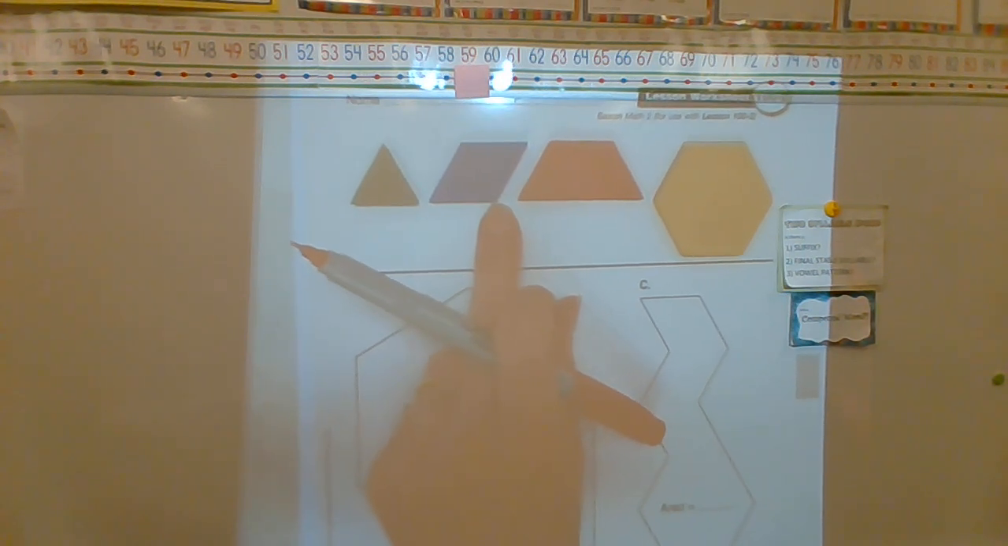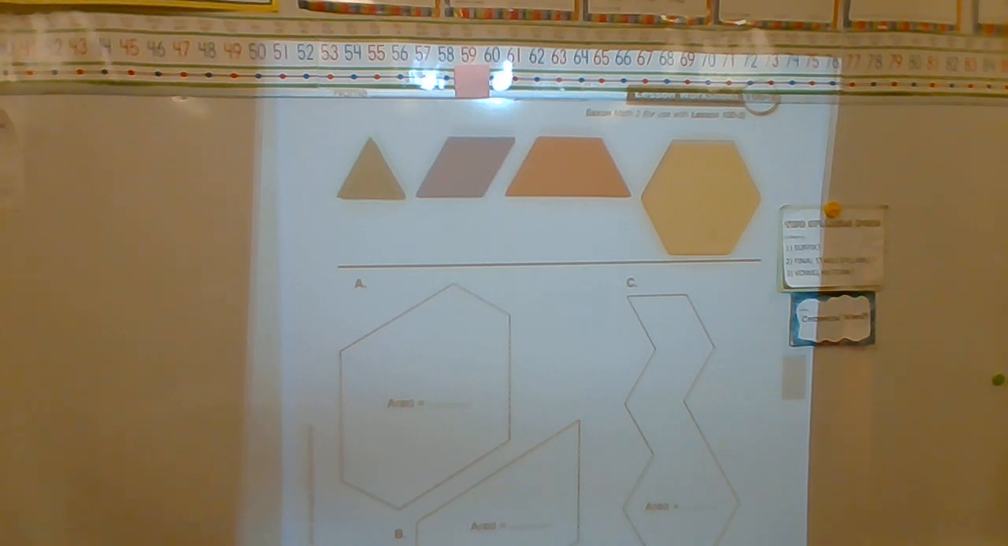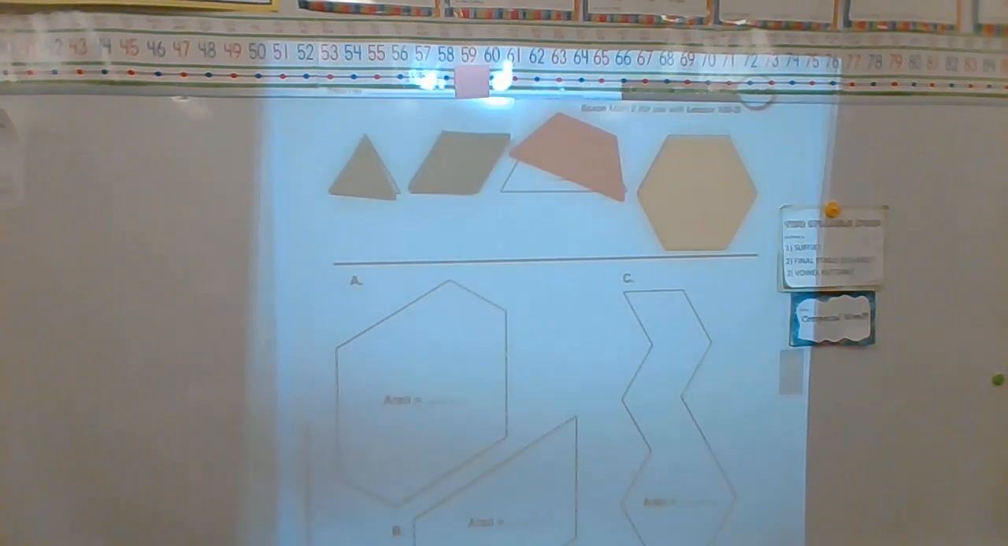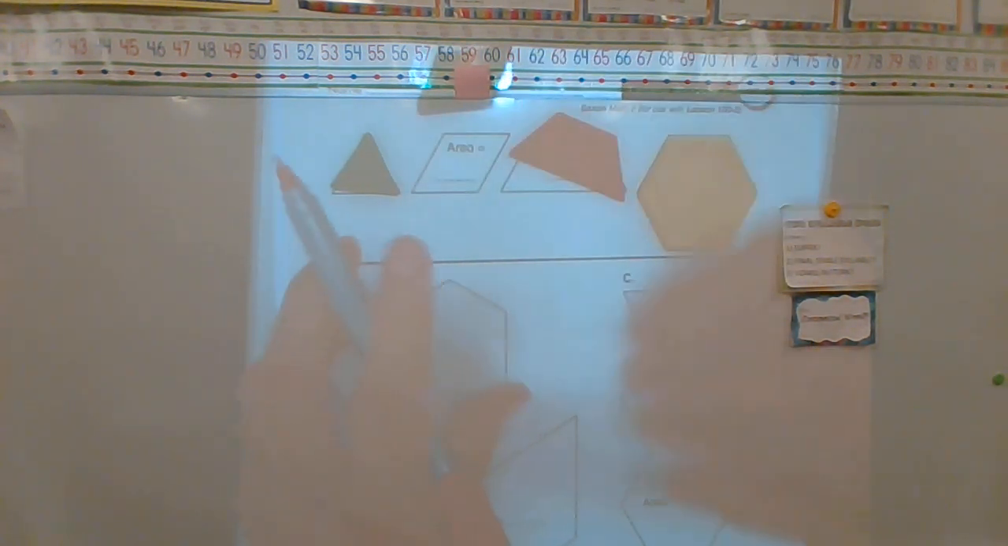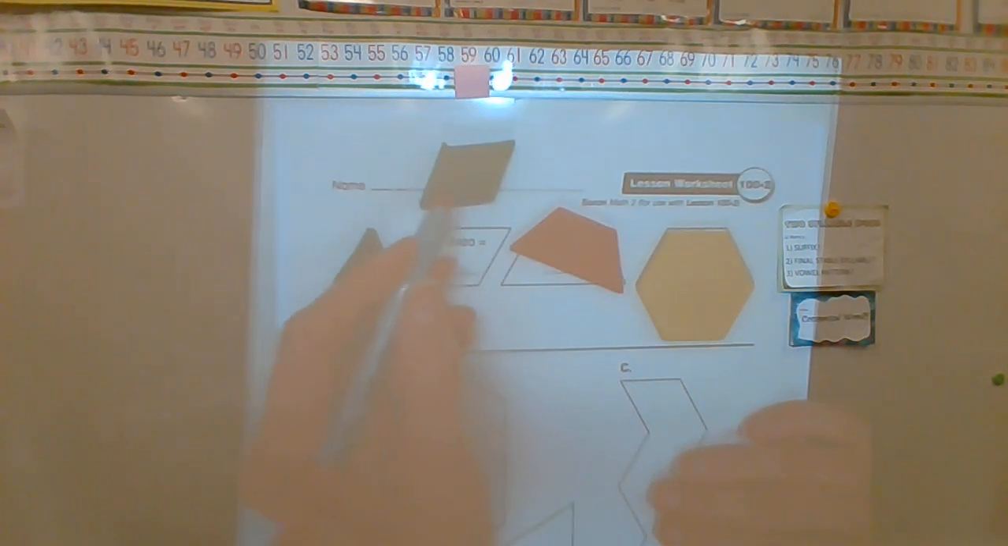Now, if I have the blue parallelogram, how many triangles does it take to cover the blue parallelogram? So if I wanted to cover it up, it takes how many? It takes 2, right? So if 1 triangle equals 1, for a parallelogram, its area, how many did it take? 2. So its area is equal to 2.